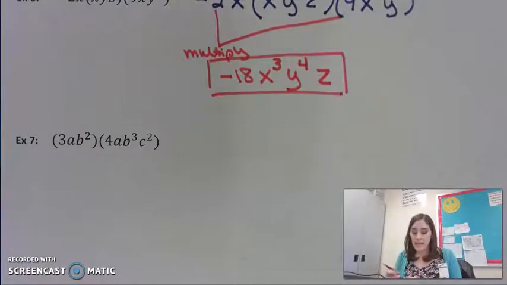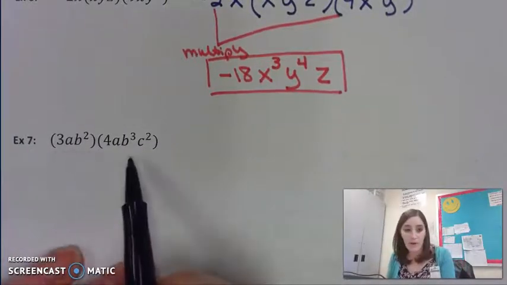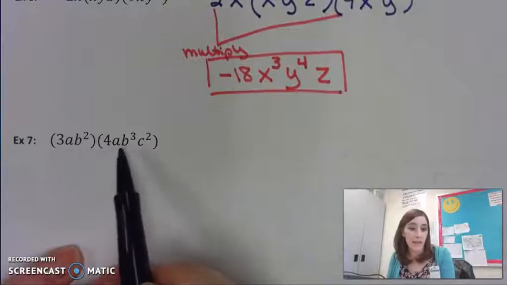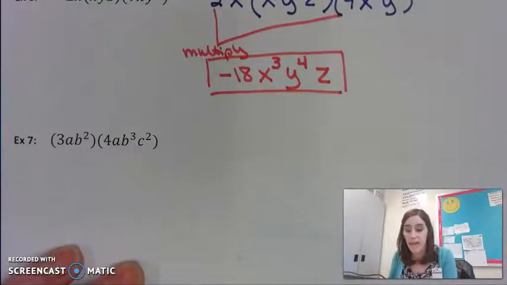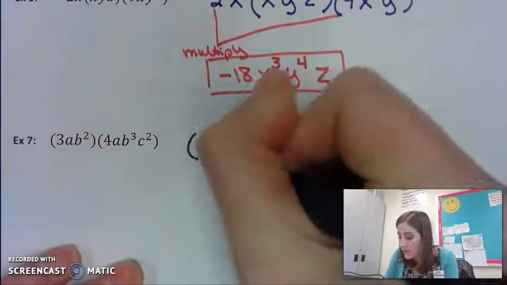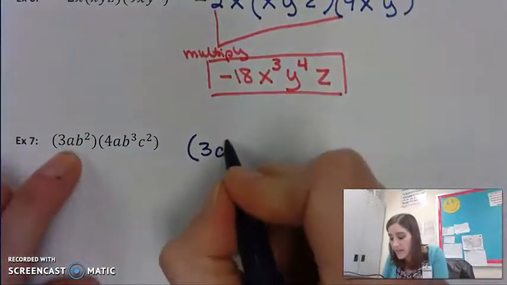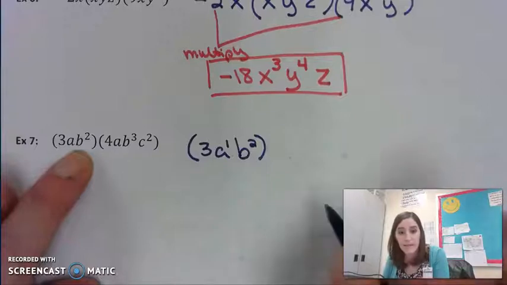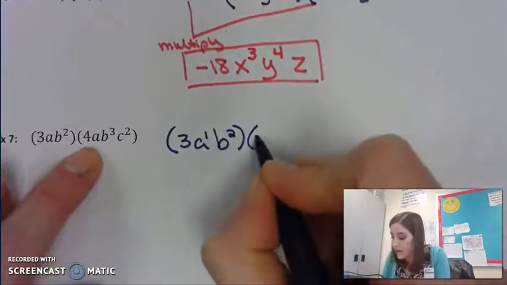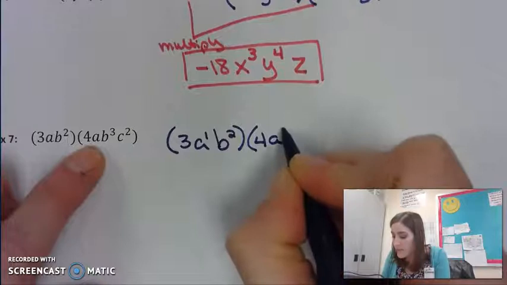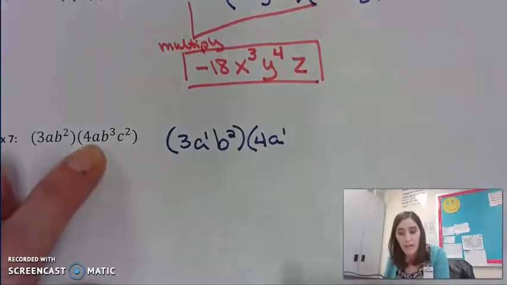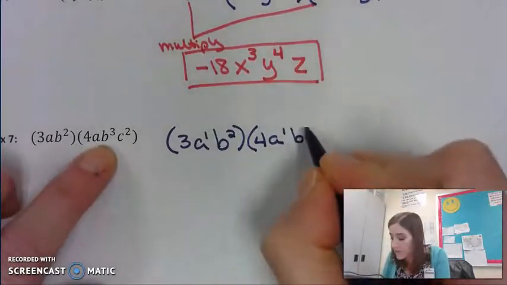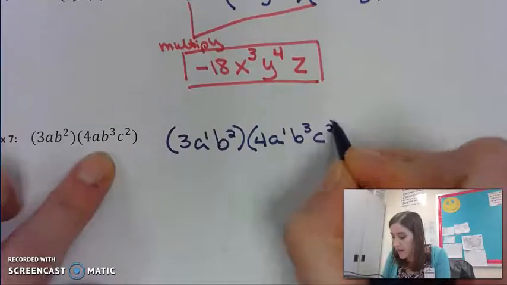I'm going to rewrite example number 7 with exponents. So every time a letter doesn't have an exponent, I'm going to go ahead and add it in there. So I've got 3a, that a doesn't have an exponent, so put a 1. Then I've got b squared, close the parentheses. Okay, over here I've got 4a, I'm going to put an exponent of 1 because it doesn't have one. Then I have b to the third power and c squared.